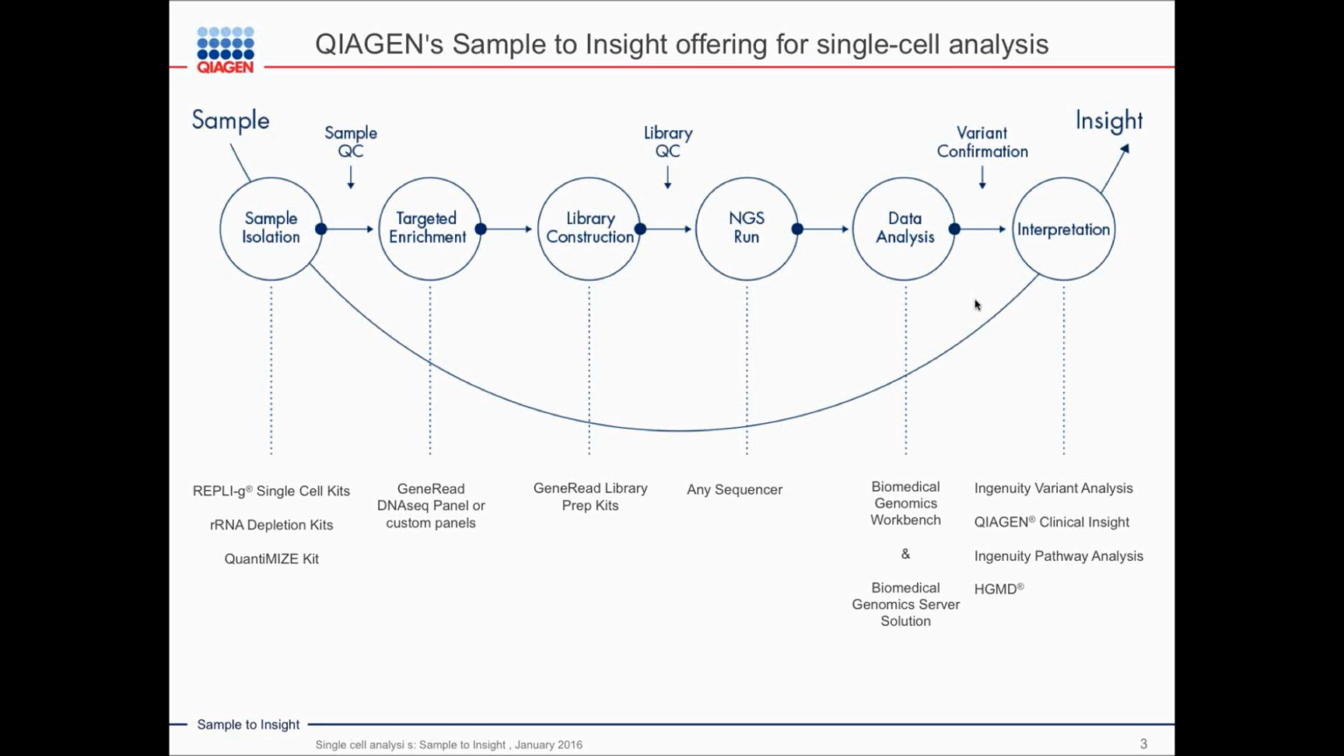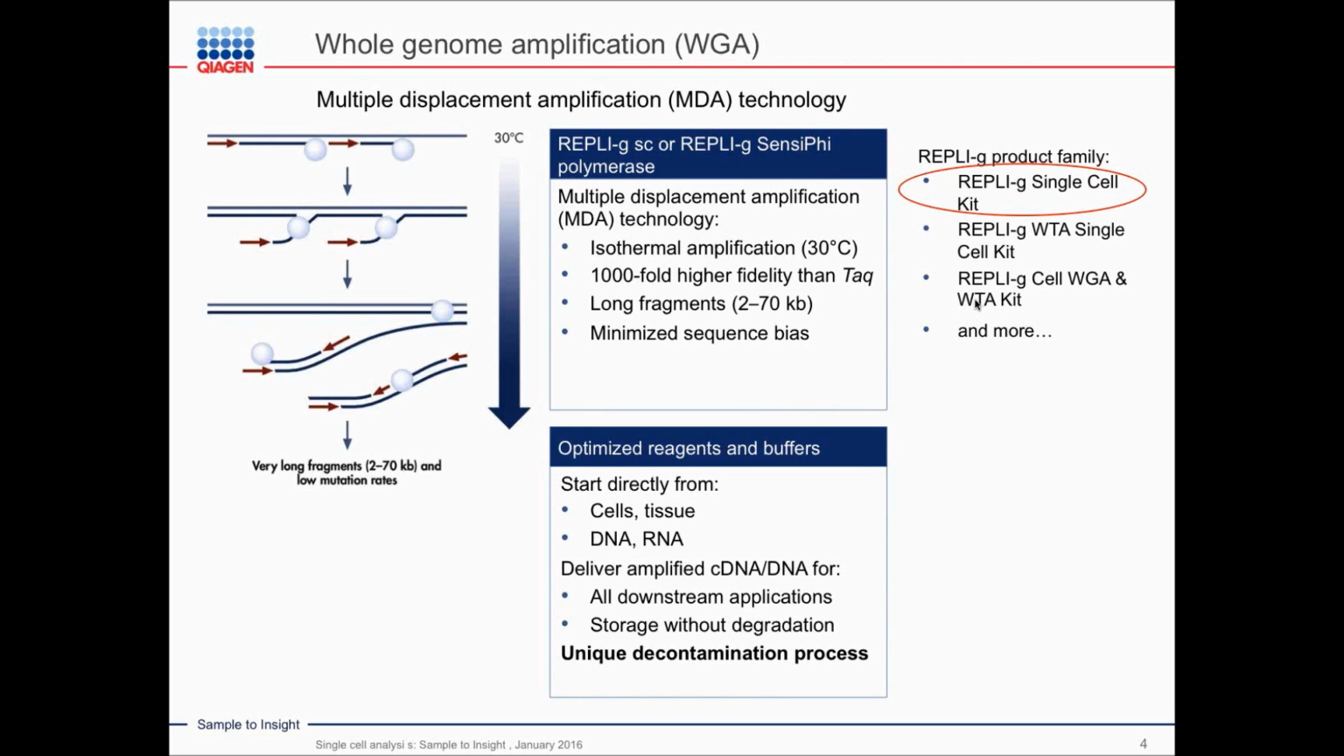And then, again, part of QIAGEN's recent acquisitions are the data analysis and interpretation tools that we have from CLC Bio and from Ingenuity that provide a great deal of power to the user and insight. So I'm going to now go through each of these steps that we highlighted here as part of our overall system one at a time, starting with sample isolation. And so what we're looking at here is a very specific method.